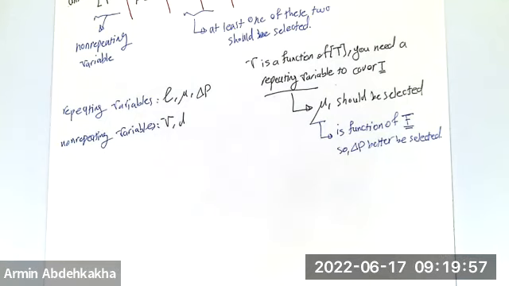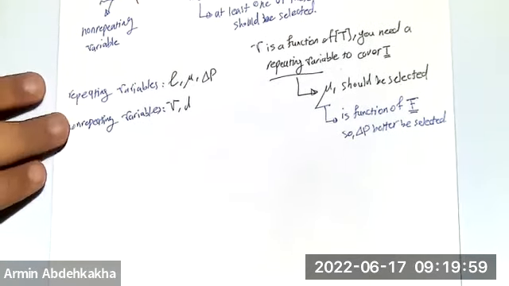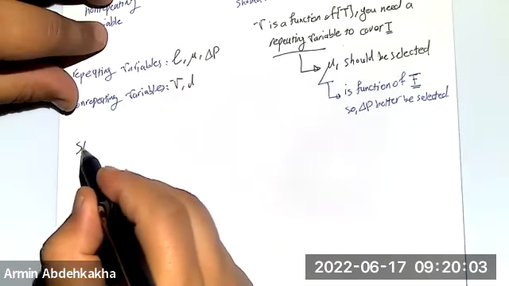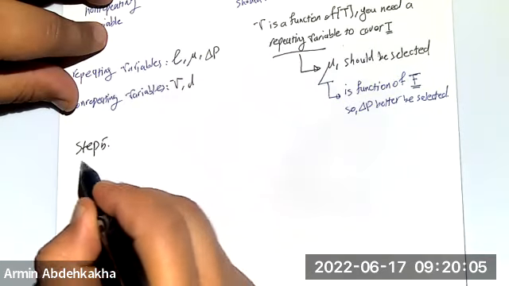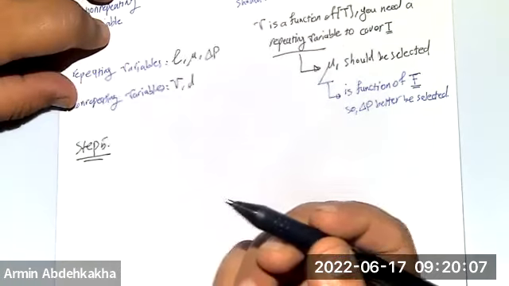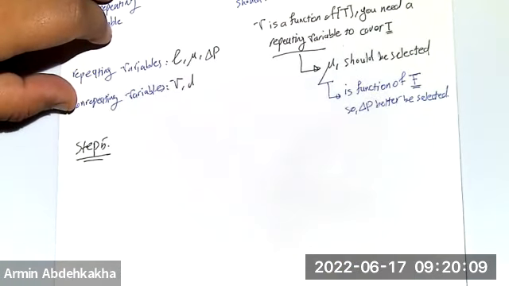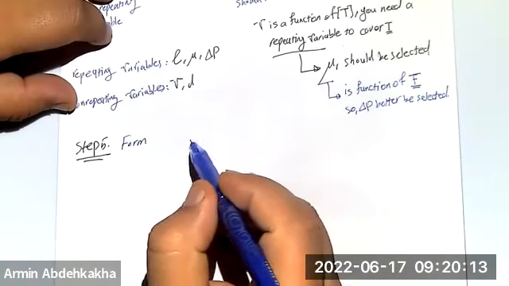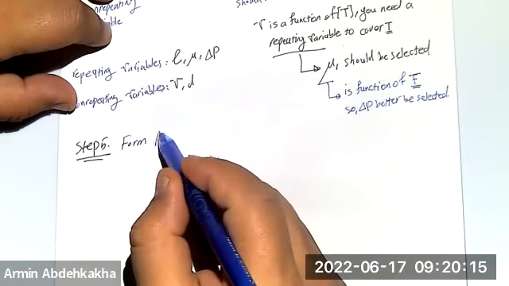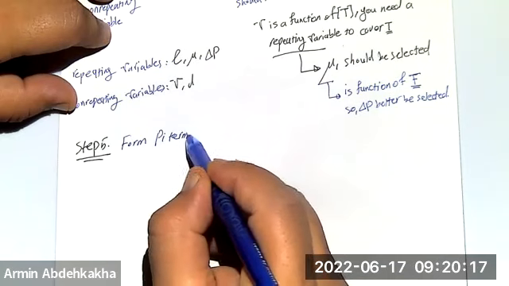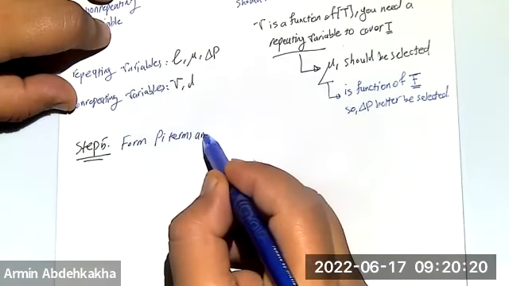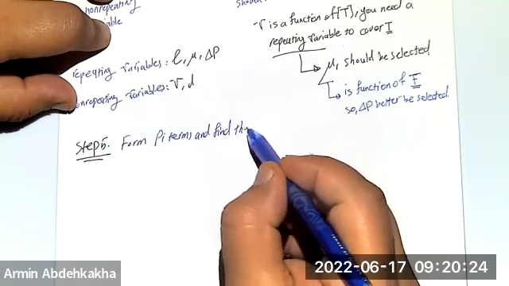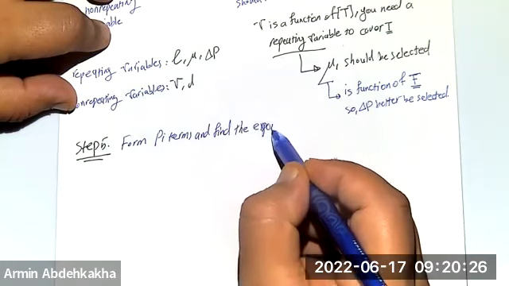Step 4, we decided what are the repeating and non-repeating variables. So step 5, the rest is easy. Just what should I do? Form the 4 Pi terms and find exponents.